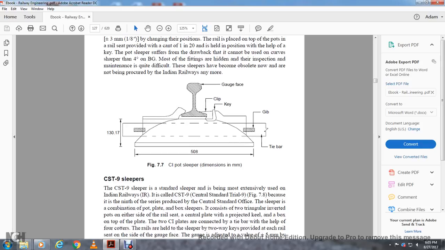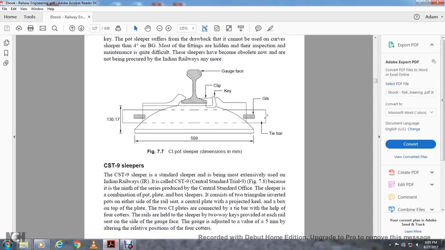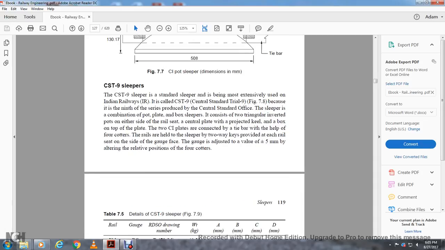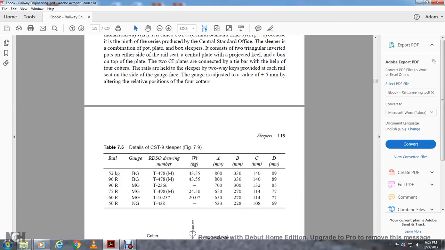The top of the plate has two cast iron plates connected with the tie bar with the help of the forecotter. The rail is held to the sleeper with two-way keys, provided for each rail seat on the side of the gauge face. The gauge is adjusted by plus or minus 5 millimeters by altering the relative position of the forecotters. The details of the CST9 sleepers are for 52 kilogram rail, with gauge, RDSO drawing number, weight, and dimensions A, B, C and D in millimeters.